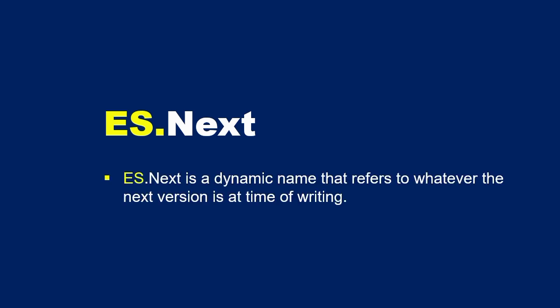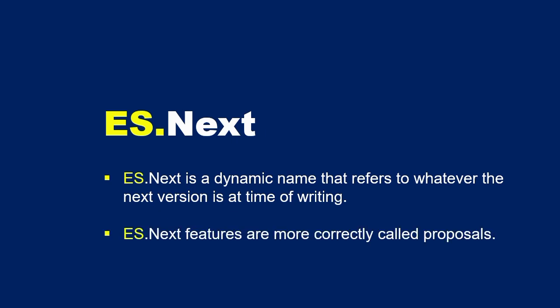What is ES.Next? ES.Next is a dynamic name that refers to whatever the next version is at the time of writing. ES.Next features are more commonly called proposals because, by definition, the specification has not been finalized yet.